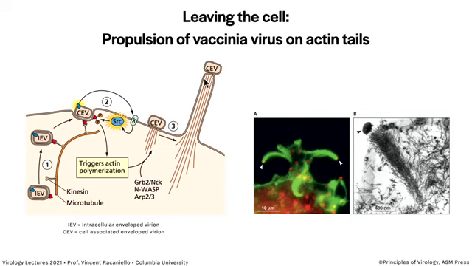Vaccinia virus, a pox virus, does it very unusually. They're propelled from one cell to another on tails made of actin. The way this happens is these particles are made in the cell, these IEVs, intracellular envelope virions. They're transported up to the plasma membrane where they fuse and they lose the outer membrane. Now they're a cell-associated envelope virion, but they don't leave the cell.